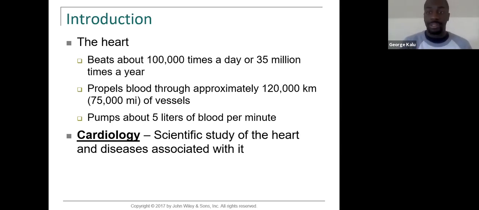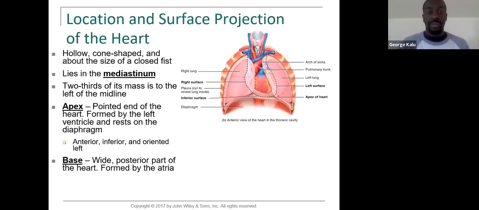So, a pretty incredible organ. The study of the heart and any of the diseases that come along with it is called cardiology. When we take a look at the heart, it's a hollow organ, mostly cone-shaped, about the size of your fist. It's locked right inside your mediastinum, in between your two lungs.